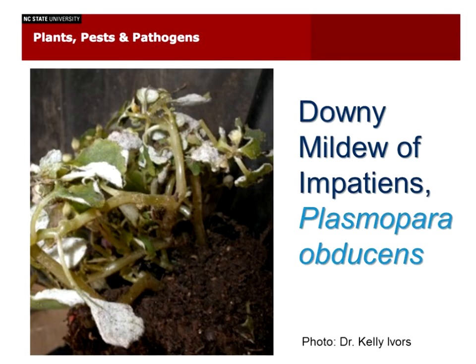Here's what the sporulation looks like on the underside of the leaves on downy mildew. It can be quite thick. The pathogen in this case is a species of Plasmopara, Plasmopara obtusans.